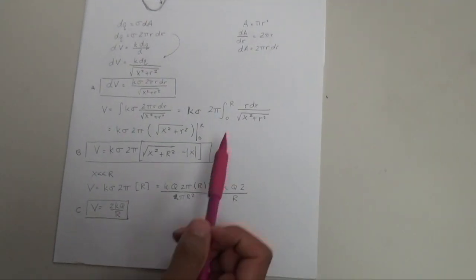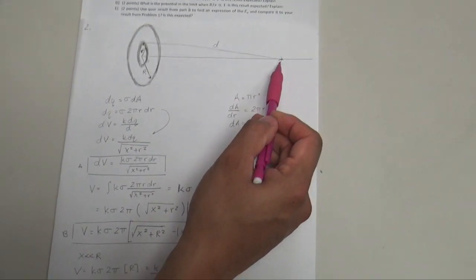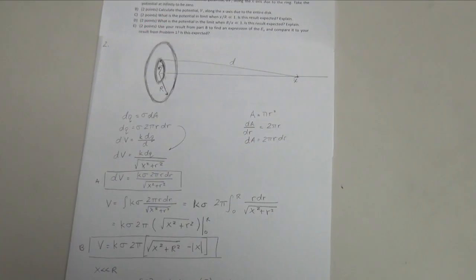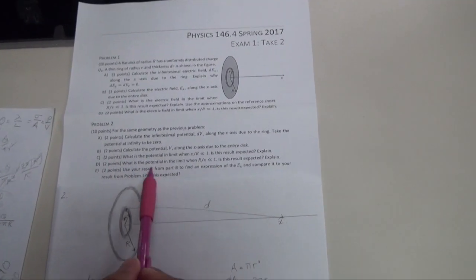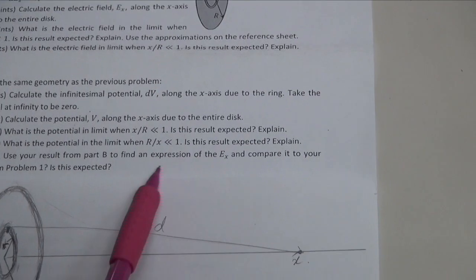This is actually the potential at the center of the disk. Since x is 0, x is all the way here. It's basically the potential at the center of the disk. Well, we have D now. What is the potential in the limit when r divided by x is much less than 1?